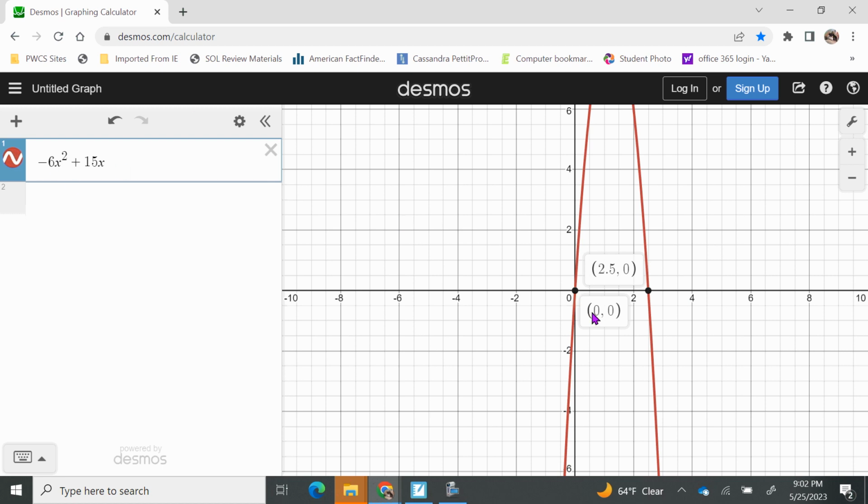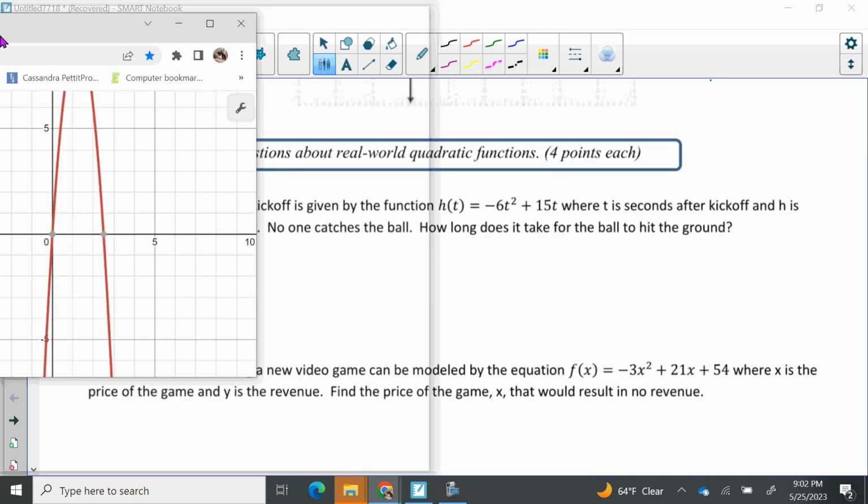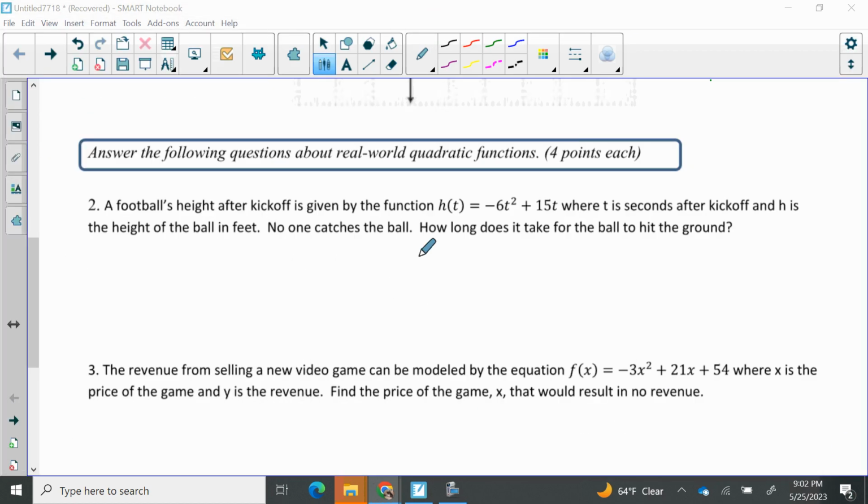Okay, so this graph hits a height of 0, because remember, this function is where it's time and it gives you the height, right? So we're saying, when is the height 0? So again, that's an x-intercept. So that's after 2.5 seconds, okay?